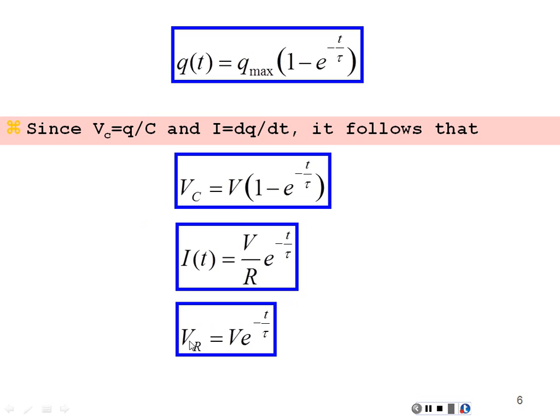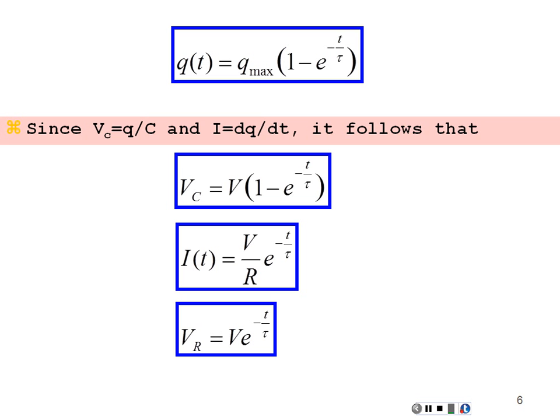The voltage across the resistor is the current times the resistance. So if I take this current, multiply it by R, I get the voltage of the battery, e to the negative t over tau. So voltage across resistance will be its maximum value, the value of the battery, when I first close the switch, and then it will exponentially decrease after that.